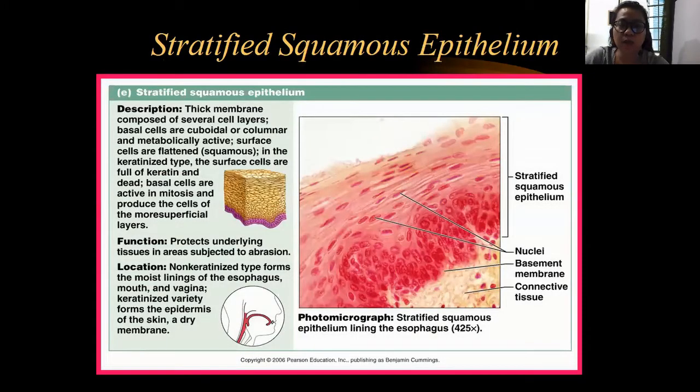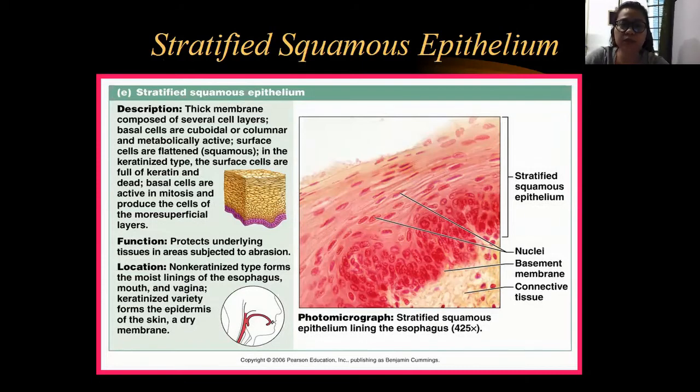So what about its function? This also protects underlying tissues in areas subjected to abrasion, meaning there is an opening or possibly a wound. The non-keratinized type forms the moist lining of the esophagus, mouth, and vagina, while the keratinized variety forms the epidermis of the skin and dry membranes. So these are stratified squamous epithelium.